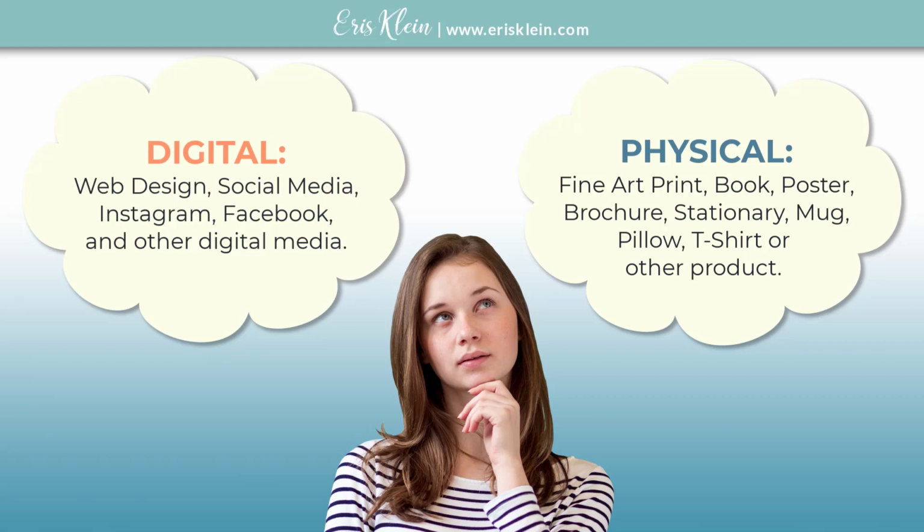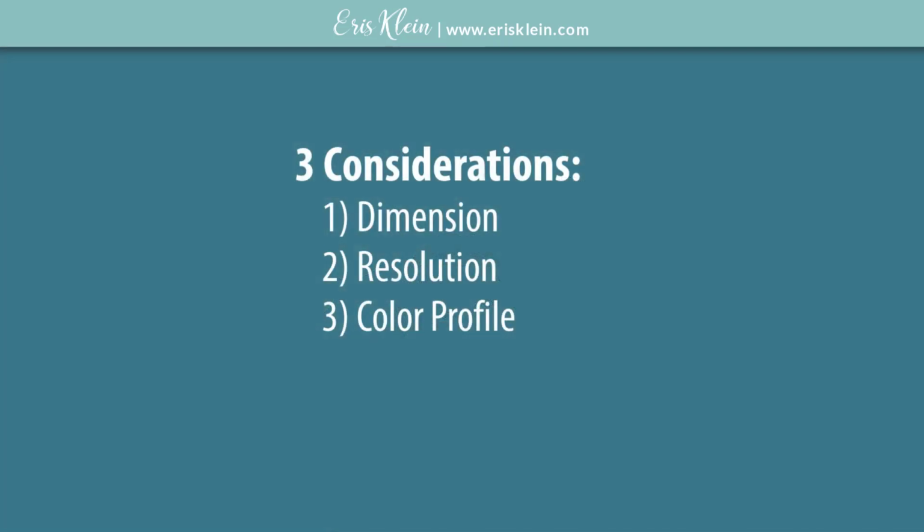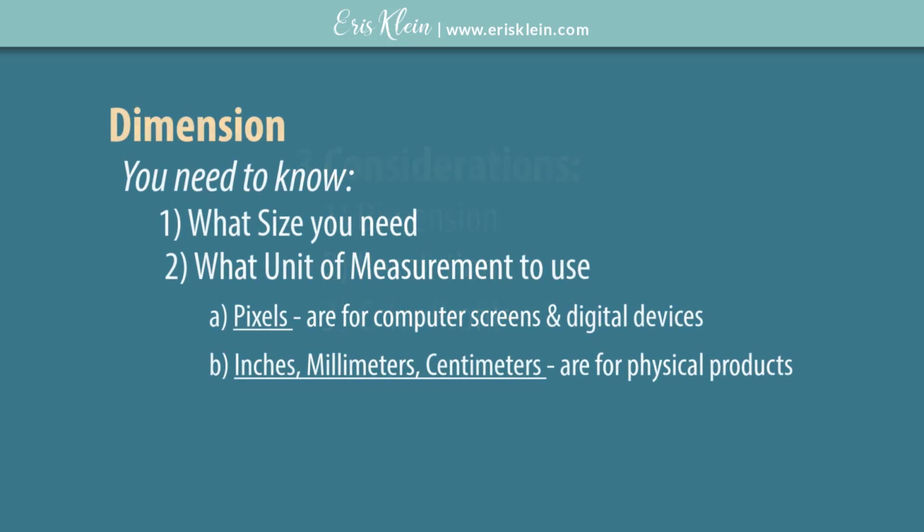So think about that first, and then once you know the direction you're going to take, you need to consider 3 items: dimension, resolution, and color profile. So let's back up and talk about dimension, resolution, and color profile. You need to know what size your item's going to be. And to know that, you also need to know what's the unit of measurement that you're going to use.